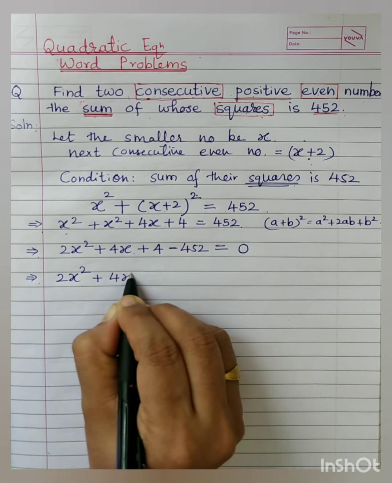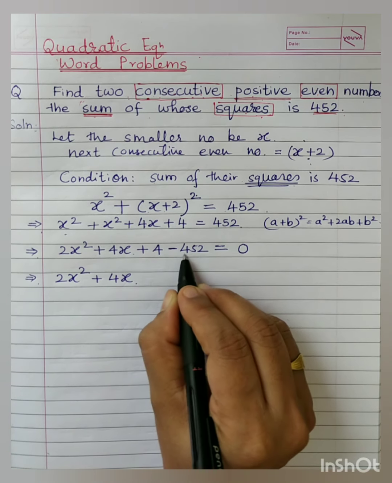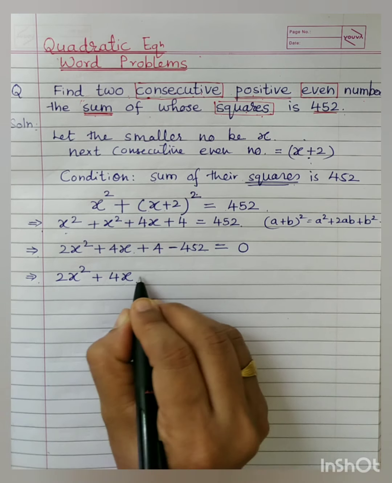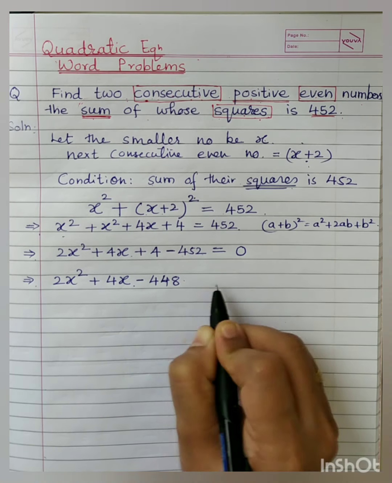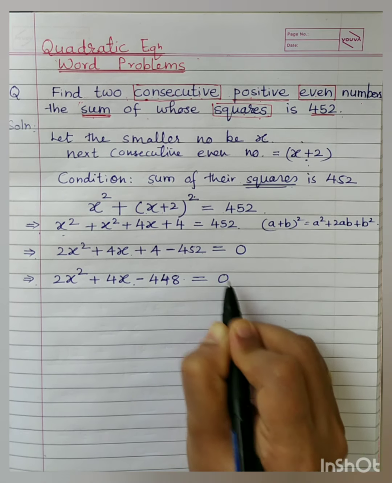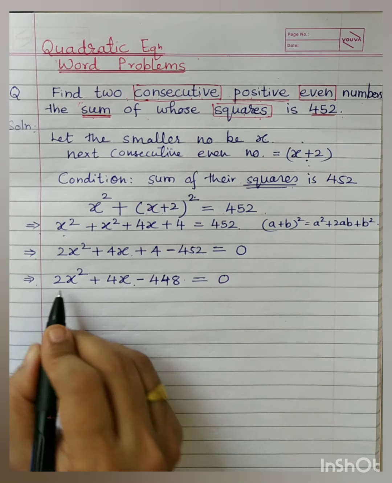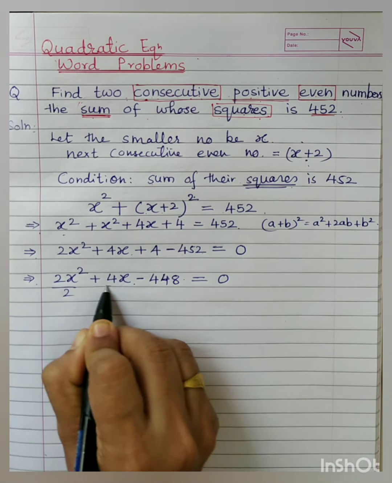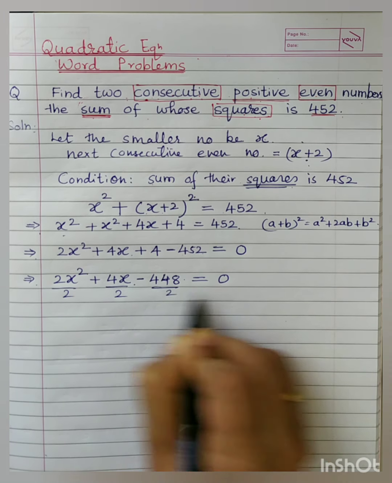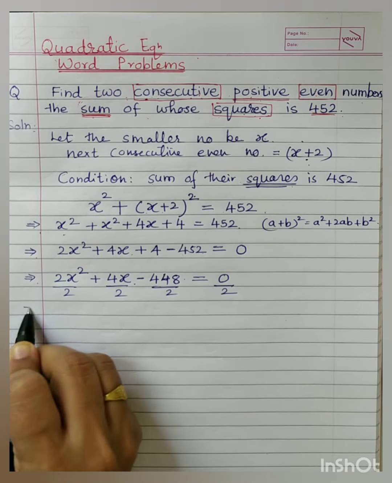2x square plus 4x minus 452 equal to 0. What will be the answer? Again, you can observe that 2 is a common factor everywhere, so the whole equation can be divided by 2 to make it easier.